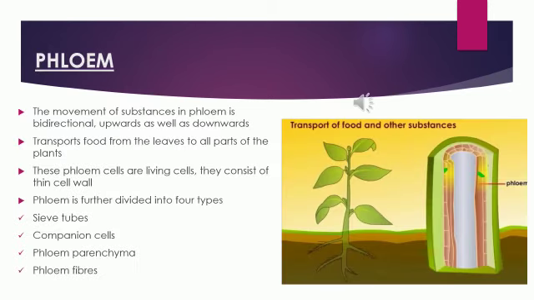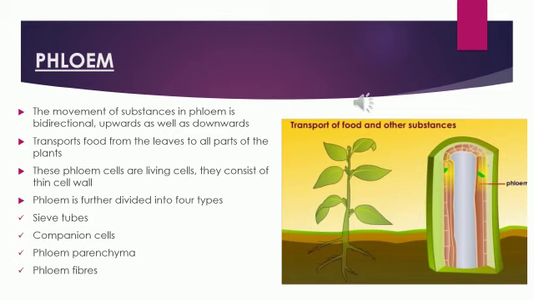Now let us study another vascular tissue, that is phloem tissue. Here in phloem, the movement of substance is bidirectional. That means both upwards as well as downwards. Whereas in case of xylem, it was only unidirectional, only upward direction, isn't it? But in case of phloem, it is bidirectional, both upward as well as downward.